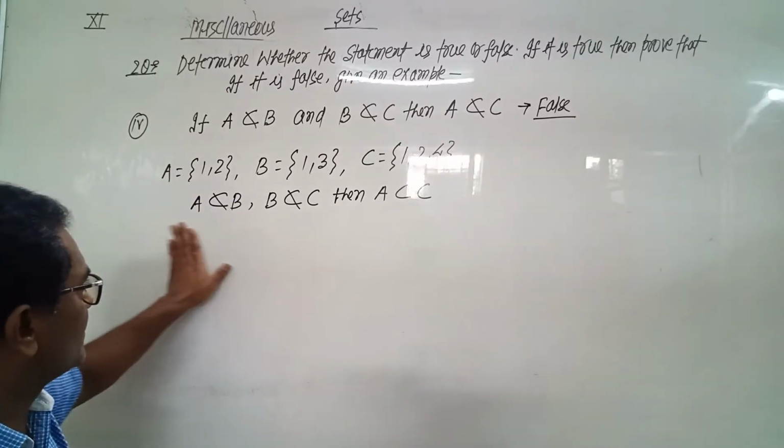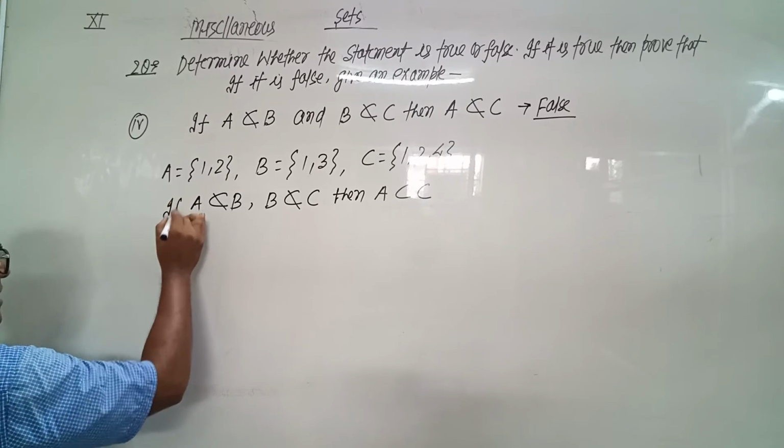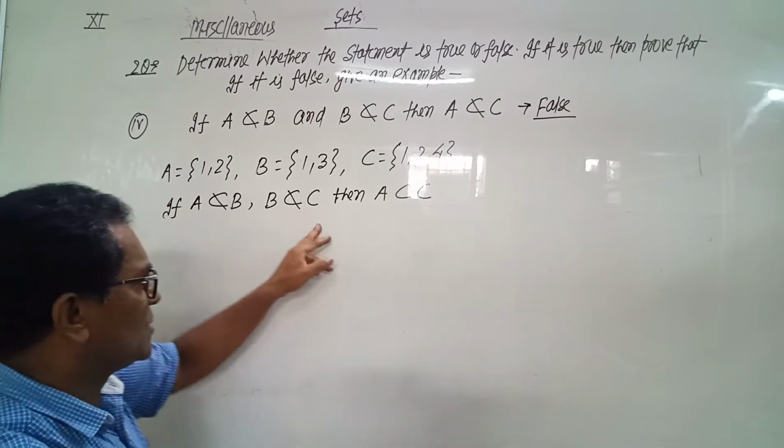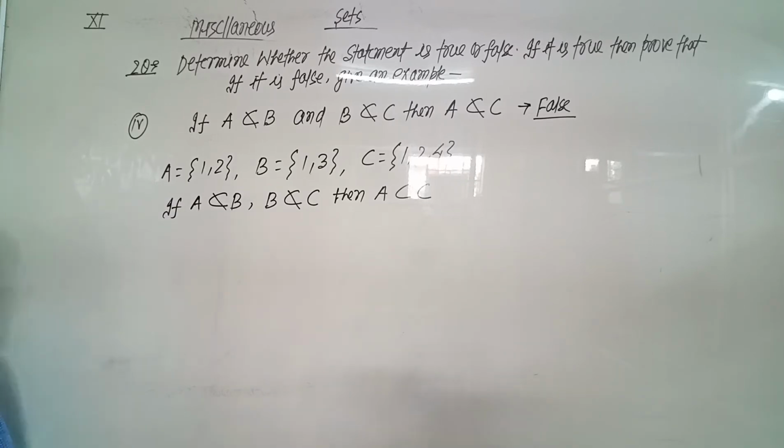The correct statement is: if A is a subset of B and B is a subset of C, then A is a subset of C. So this is the correct statement.